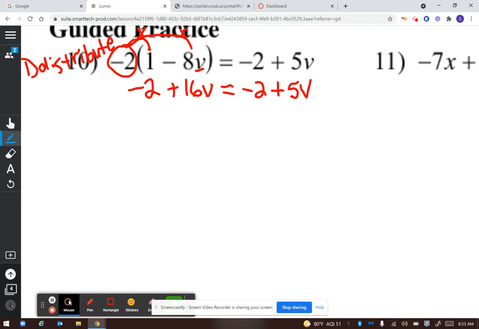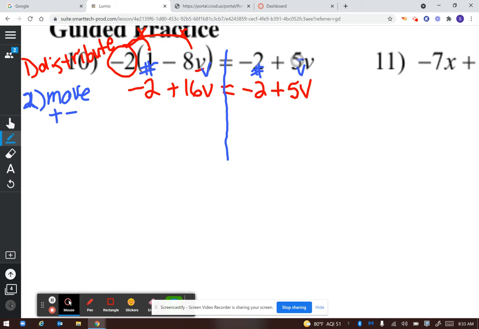Step two is to move with plus or minus. The reason again why I write it down is it's a good study habit. I make my line of scrimmage. 2 is just a number, so I label it just a number. 16 has a V, so I label it V. -2 is just a number, so I label it with a number. And 5 has a V, so I label it with a V. Again, it helps me to think about these labels, the numbers and the V's, as football jerseys.